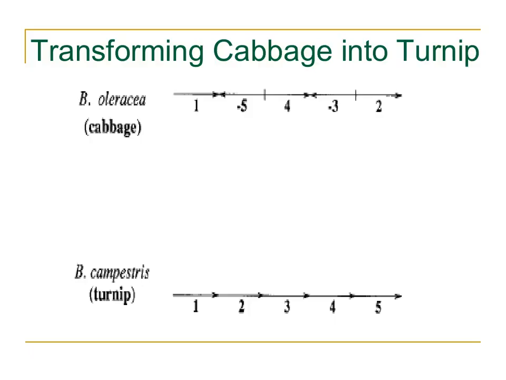Below, the turnip line, B. campestris, displays the blocks in perfect ascending order: 1 right-pointing arrow, 2 right-pointing arrow, 3 right-pointing arrow, 4 right-pointing arrow, 5, all oriented forward. Key takeaway: those 2 inverted blocks, 5 and 3, in the cabbage arrangement must be flipped and repositioned through reversal operations to sort this permutation into the straightforward turnip sequence.